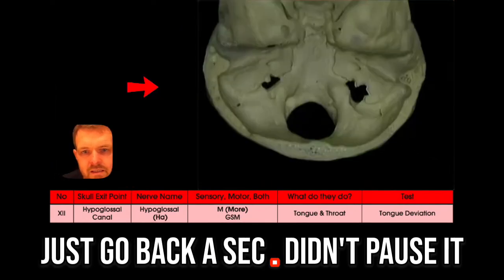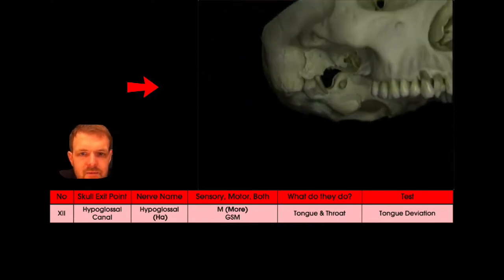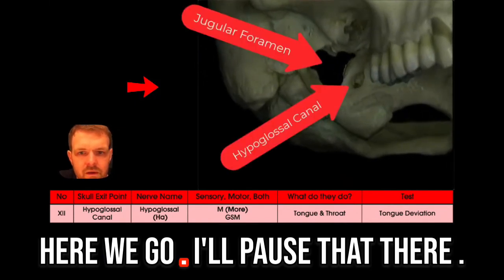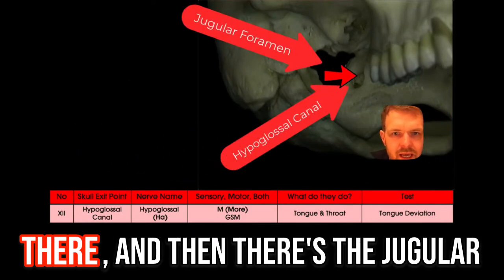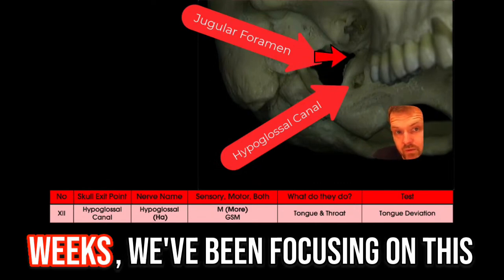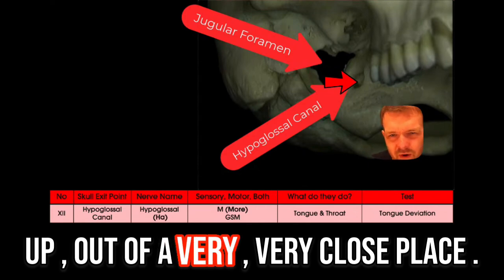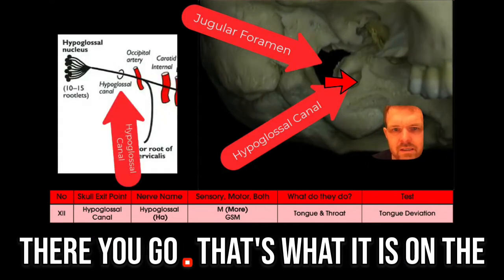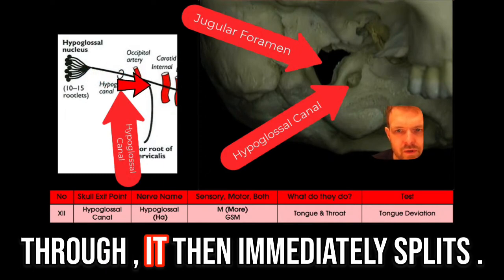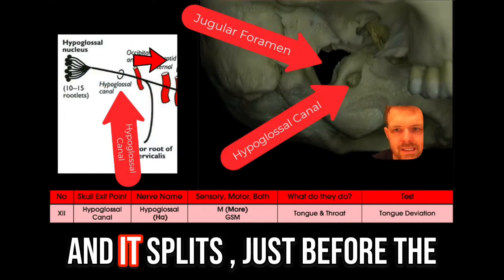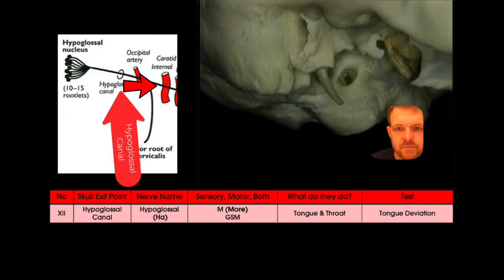Just go back a sec. Didn't pause it quick enough. Just go around again. Here we go. Pause that there, cool. Yeah, there's your hypoglossal canal, that bit just there, and then there's the jugular foramen. Over the last couple of weeks we've been focusing on this area, and this is the one we're interested in today. They all come up out of a very, very close place. There you go. That's what it is on the main picture, as it's coming through there. So when it comes through, it then immediately splits, and it splits just before the carotid arteries. Let's have a look at that.